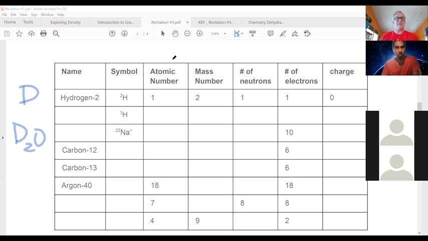So let's look. Group 3, let's do the first one here. So 3H. What would we call that?